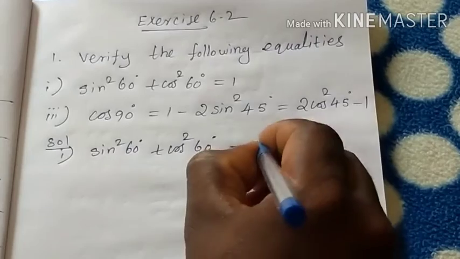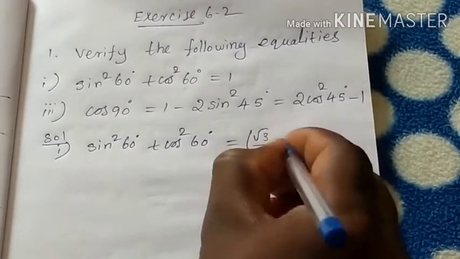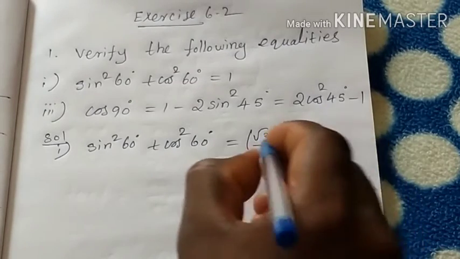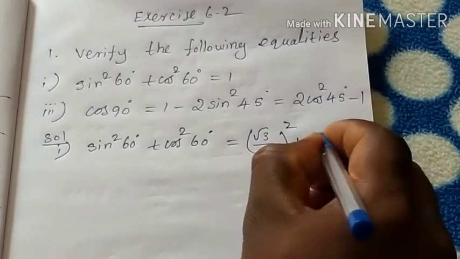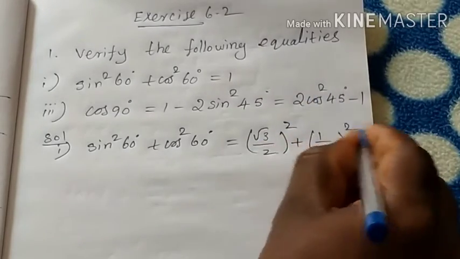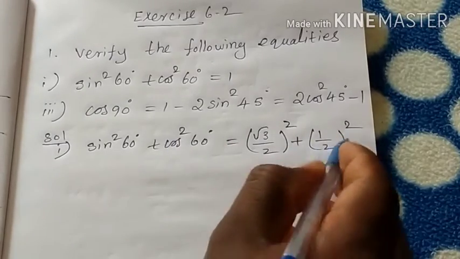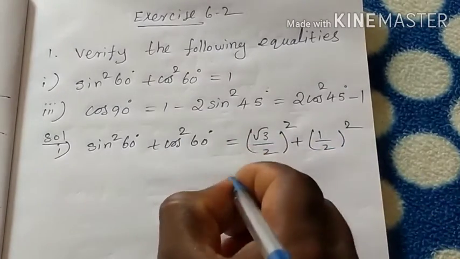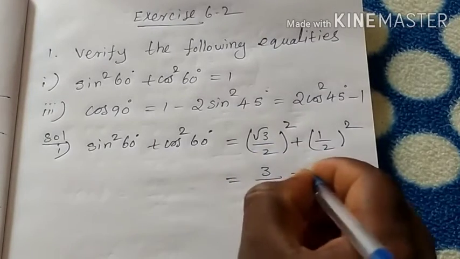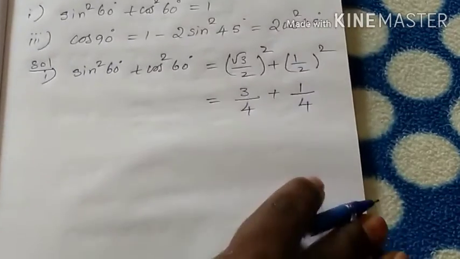The sin 60 degree value from the table is root 3 divided by 2, so sin squared is root 3 by 2 the whole squared. The cos 60 degree value is 1 by 2, so cos squared is 1 by 2 the whole squared. This equals root 3 squared is 3 divided by 2 squared is 4, plus 1 squared is 1 divided by 2 squared is 4.